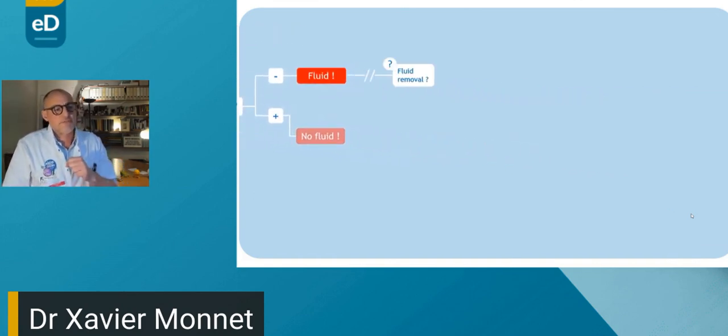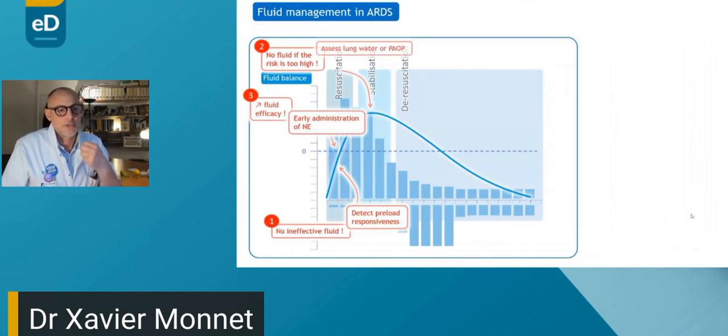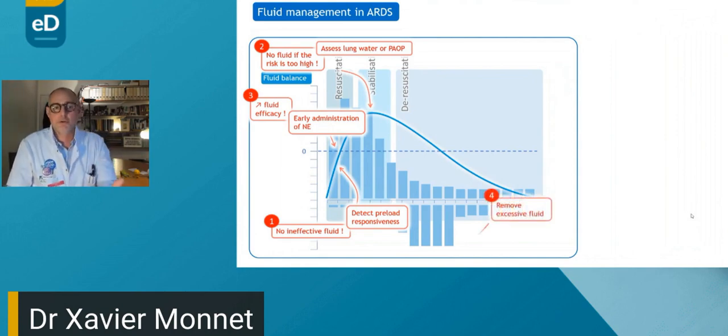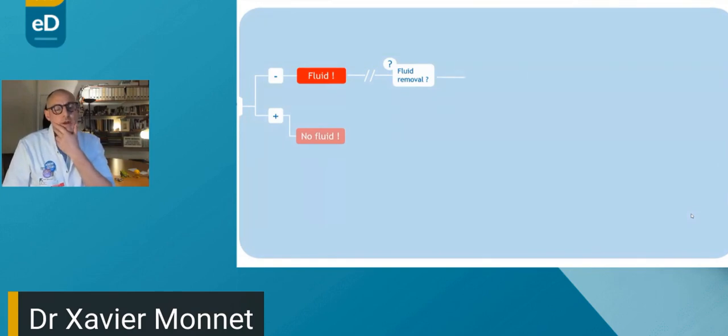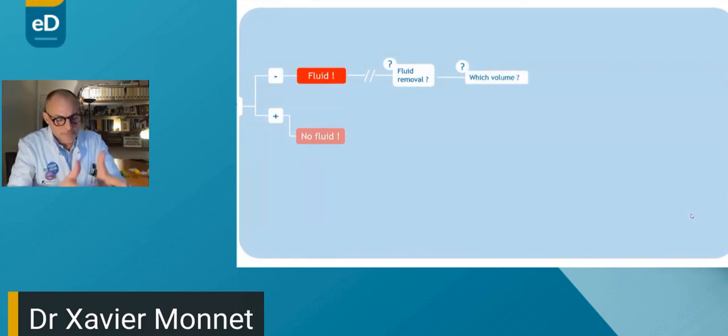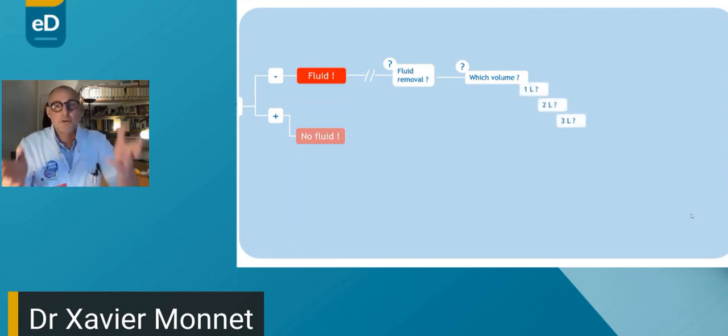Once we have given fluid, at the de-escalation phase, the question of fluid removal is important because it's a very good way to reduce the total cumulative fluid balance. But here, there is a very practical question. How much fluid should we remove with, for instance, ultrafiltration or diuretics?